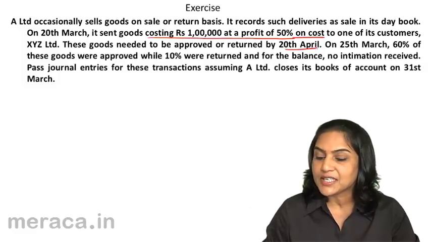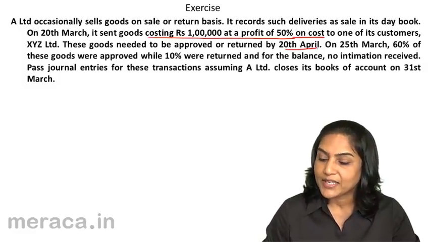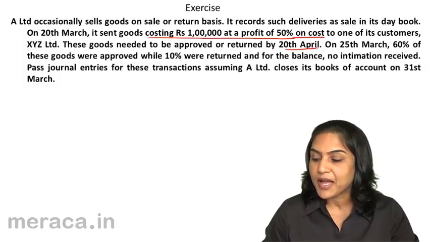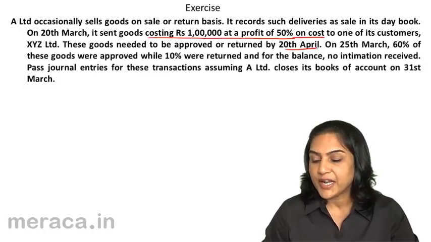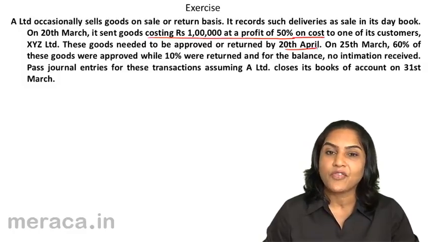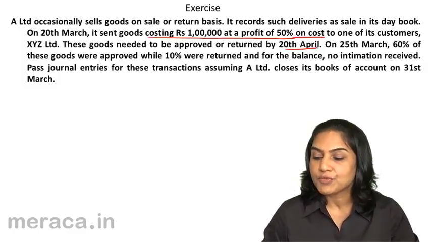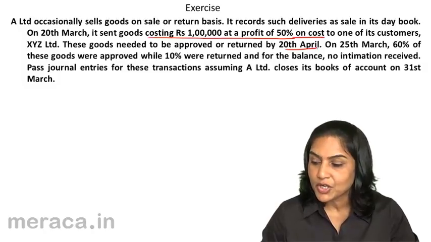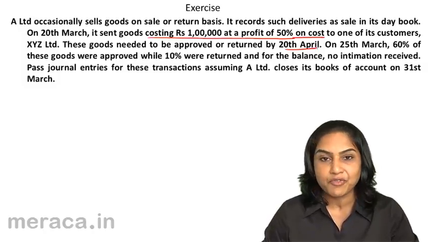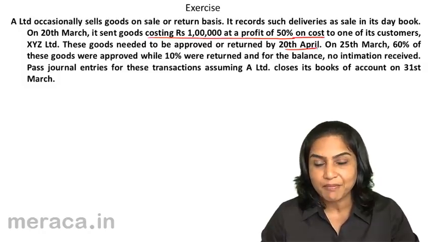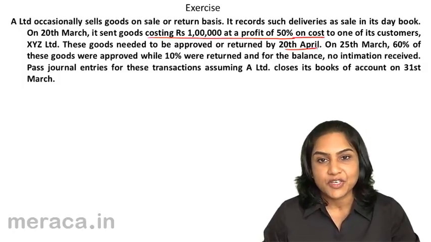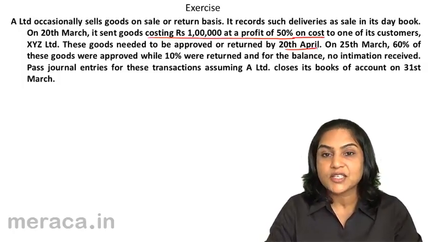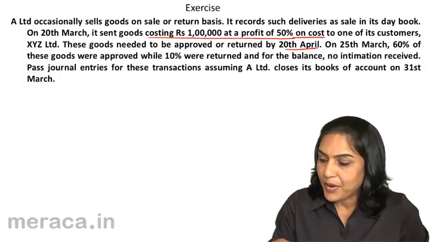On 25th April, 60% of these goods were approved, while 10% were returned, and for the balance, no intimation received. Pass journal entries for these transactions assuming A Limited closes its books of account on 31st March. So we have goods being sent on approval on 20th March. We have goods being returned on 25th March. We have goods being approved on the same date. And we have goods which are lying with the customer as at 31st March. Let us pass the entries chronologically one by one.